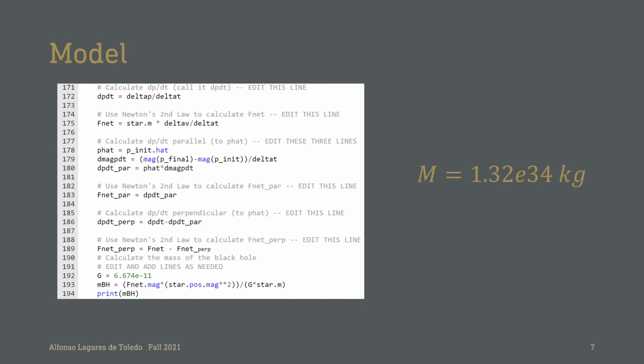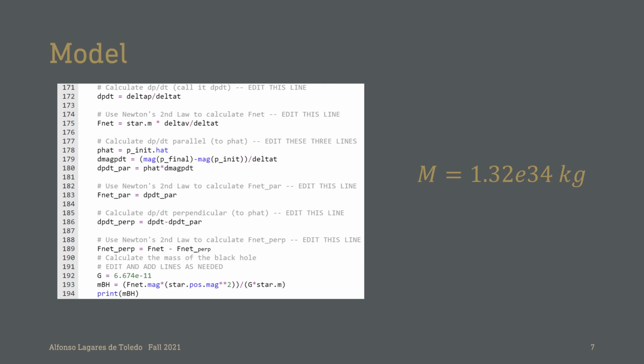I first calculated the unit vector of the initial momentum, followed by the rate of change of the magnitude of the momentum. Multiplying these yields the parallel component of the rate of change in momentum. This rate of change in momentum in the parallel direction is equal to the net force in the parallel direction, following Newton's second law. The perpendicular component of the rate of change of momentum was then found by simply subtracting the parallel rate of change of momentum from the rate of change of momentum. The perpendicular component of the net force was then found applying Newton's second law.